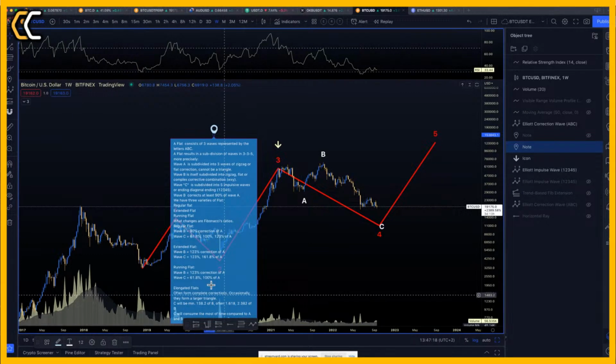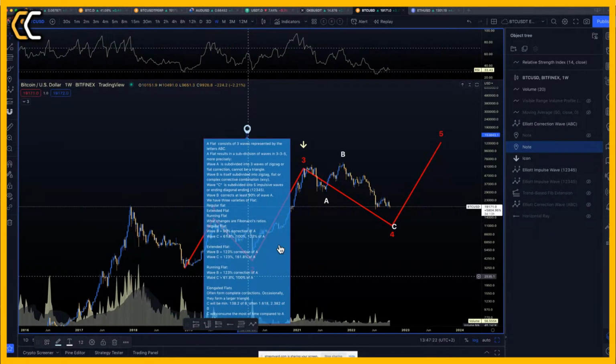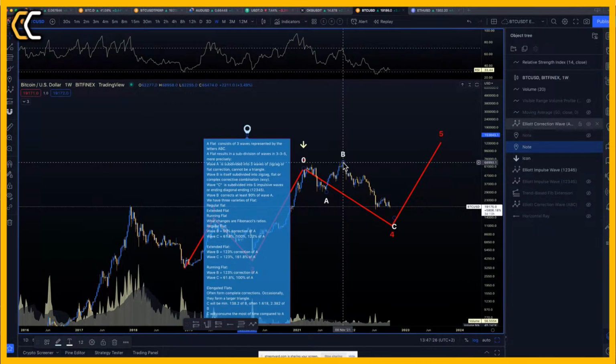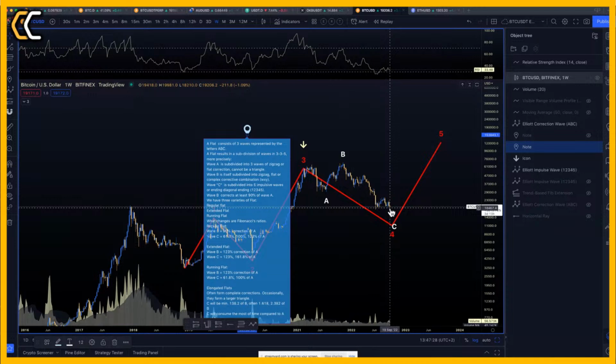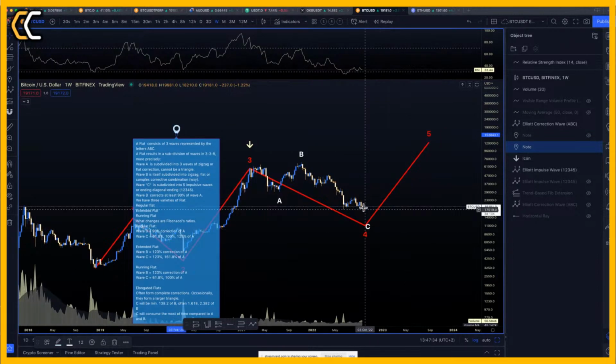Now at the bottom you have some different flats that you can draw, because it all depends on where this B wave goes and where the C wave can end. I am looking at more of an extended C wave on a flat. Normally a flat should have ended already, I'm going to show you later, at one of the levels at 1.618, but I think we're going a little bit below that. It happens quite often in crypto, especially in Bitcoin, because of the volatility.